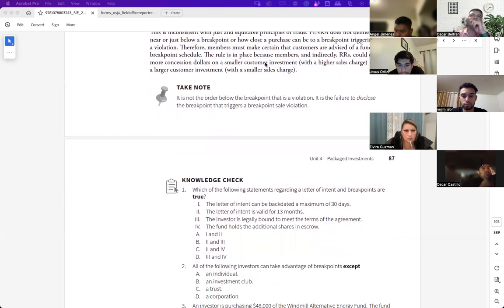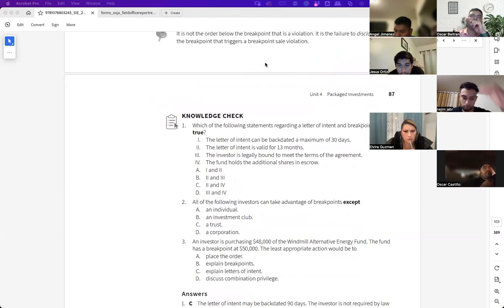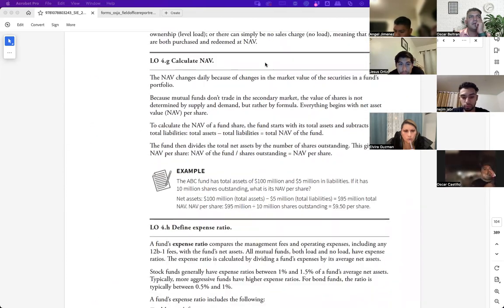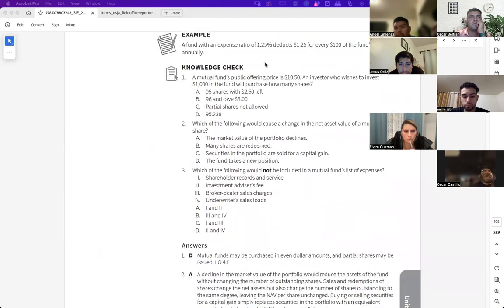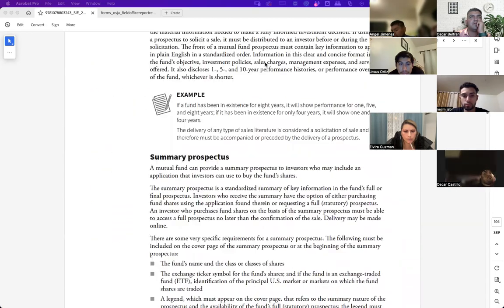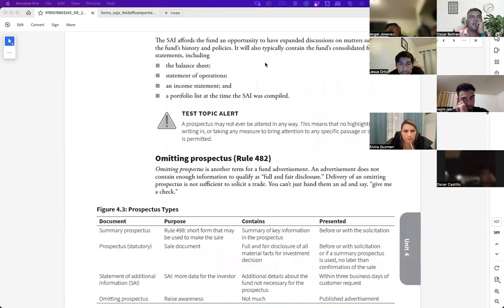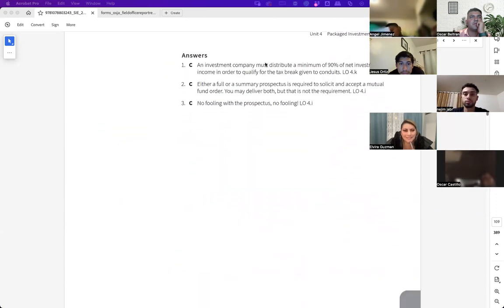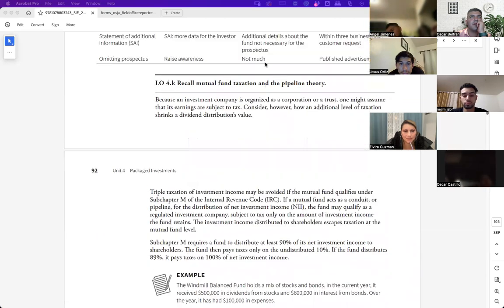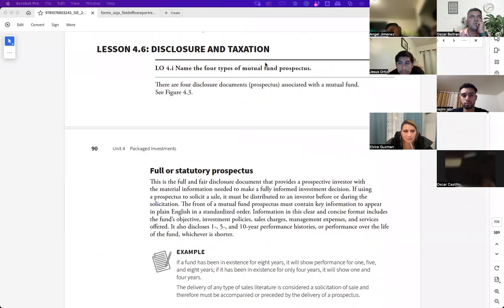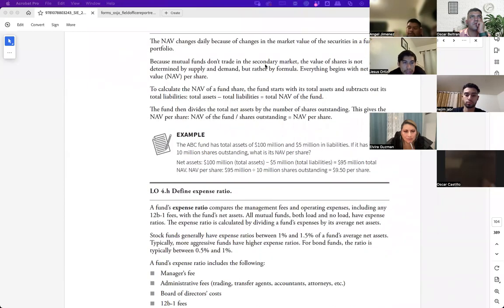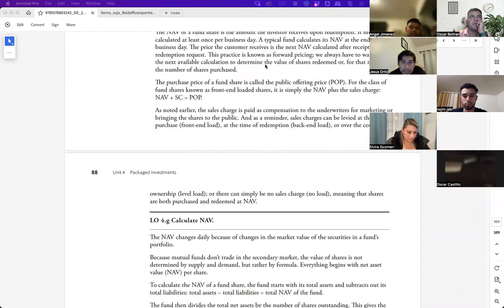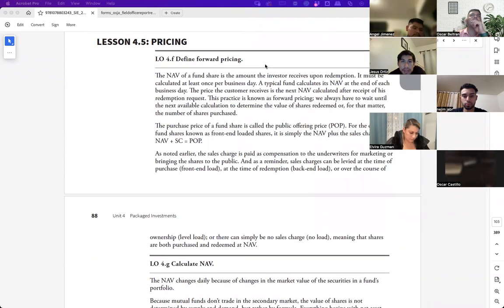Okay. Let's keep going. How many more pages do we have? Let's see. Almost done. I forgot how long this section is. We're going to speed up a little bit. We're going to skip this section, that quiz right there.